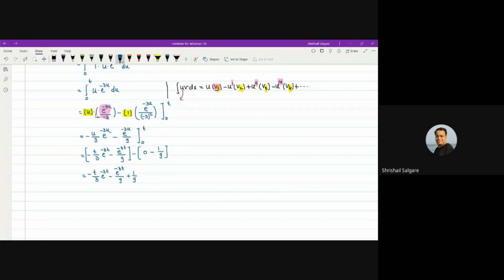So this is L inverse of, for which term? 1 upon s into s plus 3 whole square. That is the final answer. Any doubt here?